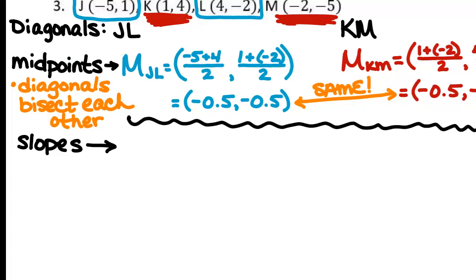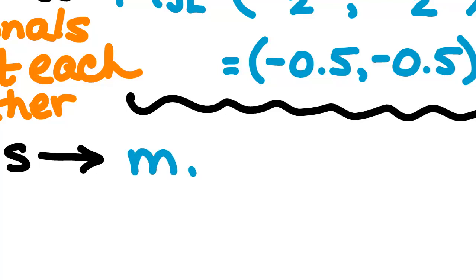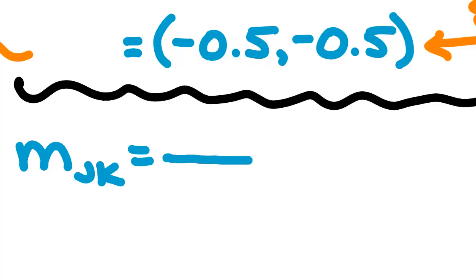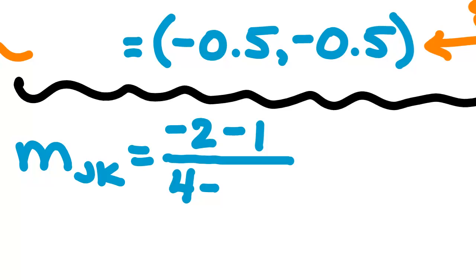So we're going to find the slope of JL, so lowercase m now. To find the slope, we do y2 minus y1 over x2 minus x1. So I'm looking at my blue circled points here. Y2 is negative 2 minus y1, which is 1. And then my denominator is x2 minus x1. x2 is 4 minus x1, which is negative 5.